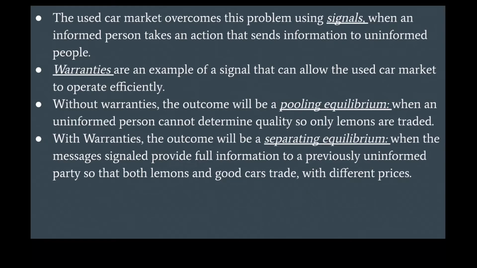The used car market overcomes this problem using signals, when an informed person takes an action that sends information to uninformed people. Warranties are an example of a signal that allows the used car market to operate efficiently. Without warranties, the outcome will be a pooling equilibrium, when an uninformed person cannot determine quality, so only lemons are traded. With warranties, the outcome will be a separating equilibrium, when the messages signaled provide full information to a previously uninformed party so that both lemons and good cars trade with different prices.